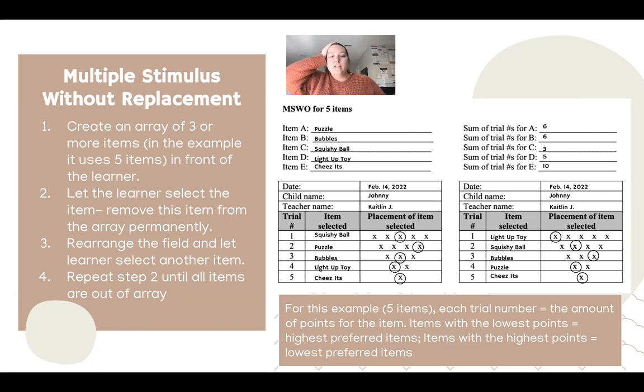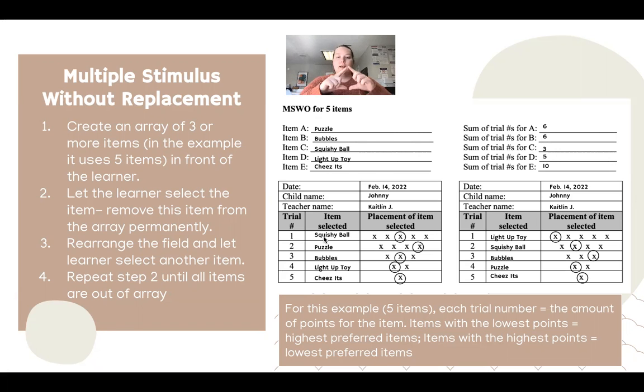So for our data sheet, we have a total of 5 items. We have A through E. We have puzzles, 1 puzzle, bubbles, a squishy ball, a light up toy, and Cheez-Its. Looking at our data collection, we have the date, the child's name, the teacher's name, and then the first item that they selected was a squishy ball.